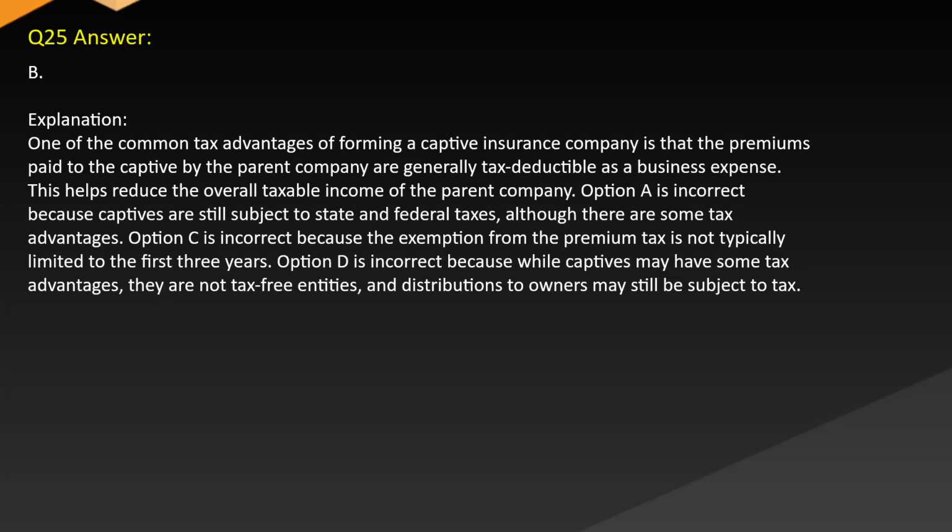Answer B. Explanation. One of the common tax advantages of forming a captive insurance company is that the premiums paid to the captive by the parent company are generally tax deductible as a business expense. This helps reduce the overall taxable income of the parent company. Option A is incorrect because captives are still subject to state and federal taxes, although there are some tax advantages. Option C is incorrect because the exemption from the premium tax is not typically limited to the first 3 years. Option D is incorrect because while captives may have some tax advantages, they are not tax-free entities and distributions to owners may still be subject to tax.